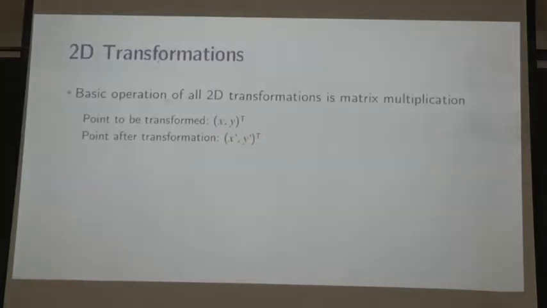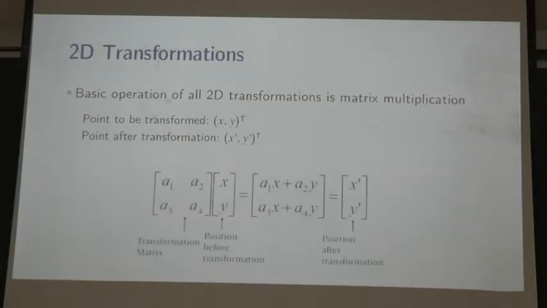Okay. So 2D transformations are very important. Each of the examples that I showed you is a 2D to 2D transformation. So let's see how they are done. The basic operation in a 2D transformation is matrix multiplication. That's it. The point to be transformed, let me call it x, y. The point after transformation, let me call it x prime, y prime. I'm writing now in inhomogeneous coordinates. Like I said, for convenience, I'll keep switching between them wherever for simplification.